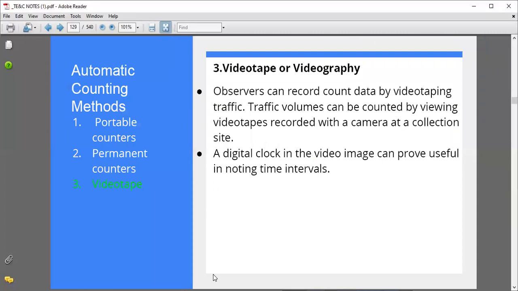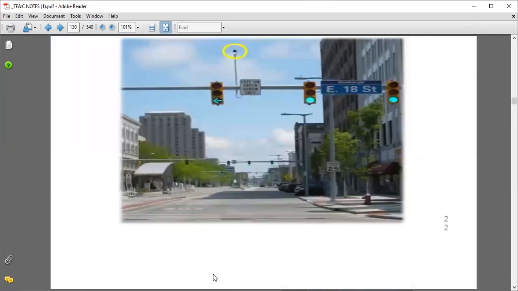After that, videotape or videography. From this videography or videotape, observers can record the count by videotaping. Traffic volume can be counted by viewing the videotapes recorded with the camera at the location site. Video recording, videography, is there, and through this videography we automatically understand how many vehicles are moving on this road.